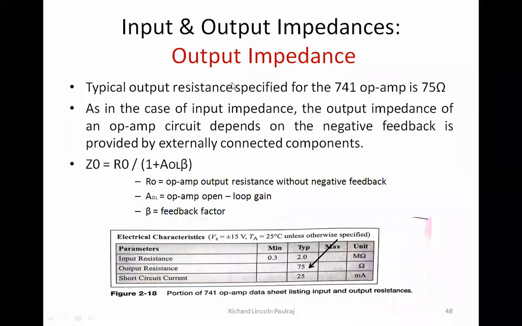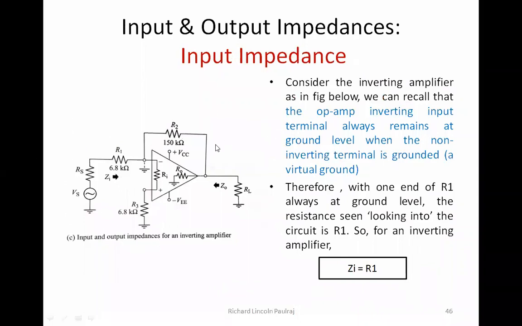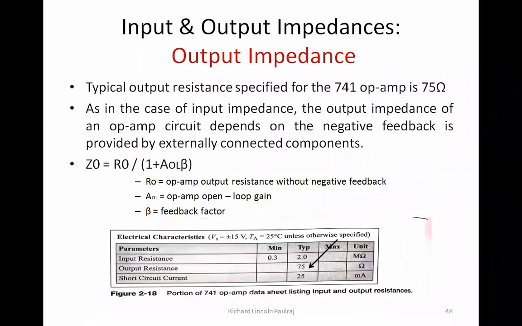Now we will look at output impedances, the impedances across the output terminal. We have seen the input side. Now we are going to see at the output side what kind of precautions we have to take for the circuit to work better. We have about 75 ohms, which we are referring to from the data sheet. Here you can see there's about 75 ohms of output resistance.